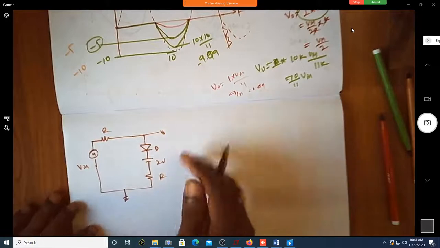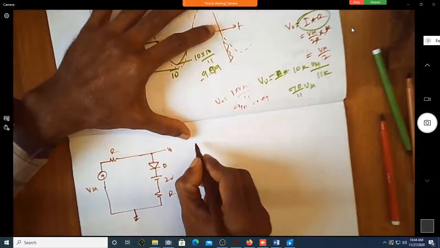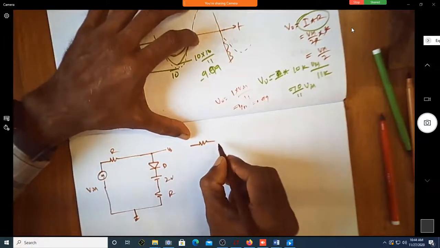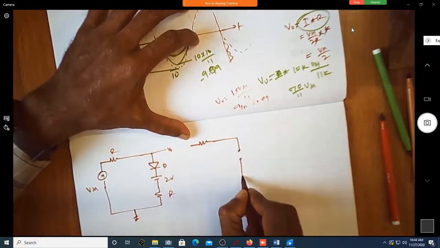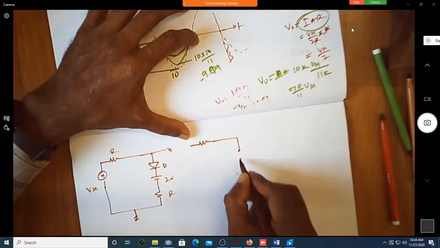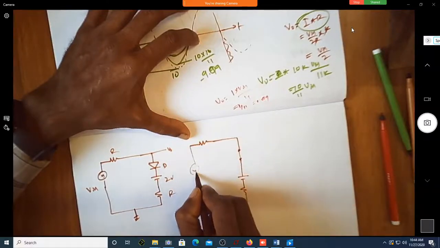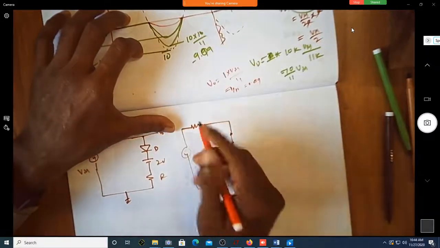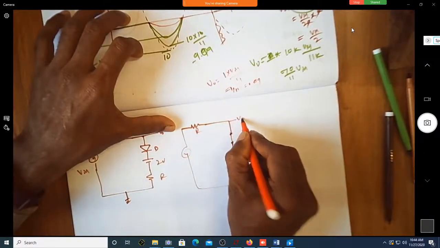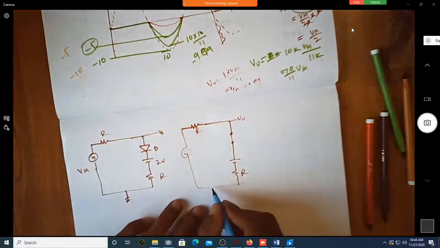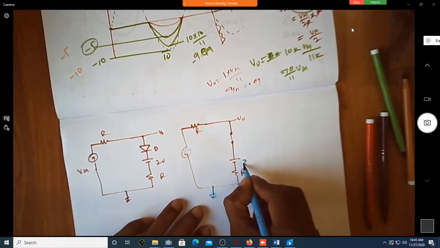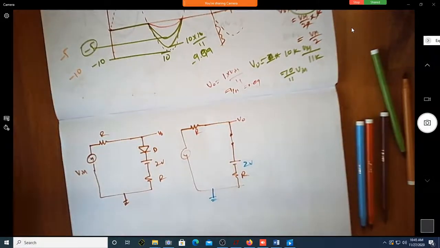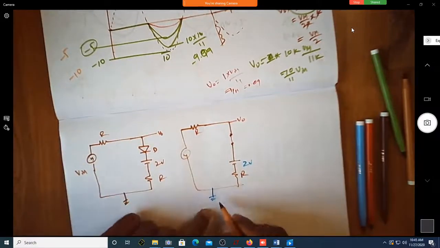Shall we write the equivalent circuit? Yes, sir. So what is the equivalent circuit? Of course, the simplest part: simply short it for the on condition. This is when the diode is on.